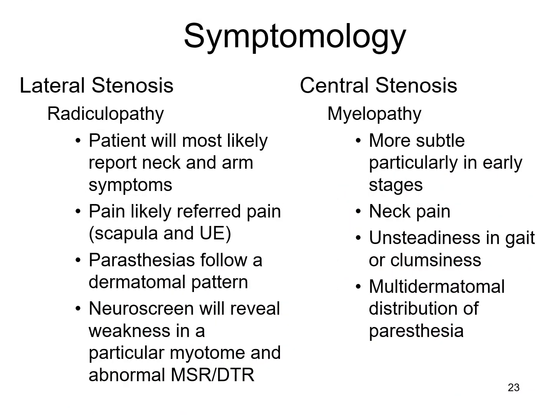If we're dealing with lateral canal stenosis, and we're dealing with impingement upon a nerve root, whatever that structure would be impinging upon that nerve root, we call that radiculopathy, right? Central canal stenosis, if we have impingement upon the spinal cord, we call that myelopathy. And just take a moment and review the clinical findings associated with radiculopathy compared to myelopathy.